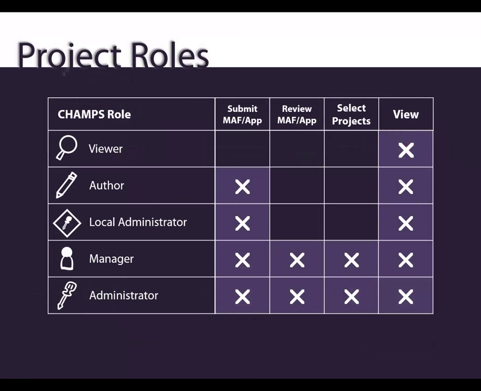The table shown here demonstrates the CHAMPS role abilities in the Mitigation Actions submodule. While all roles can view MAFs and project applications, the author and local administrator will be responsible for submitting for review, while the manager or administrator will have the ability to review and select projects for funding.